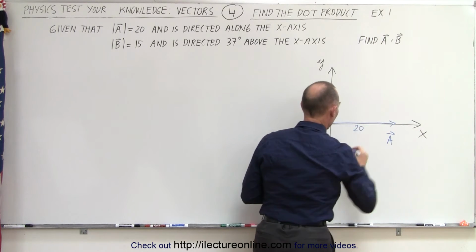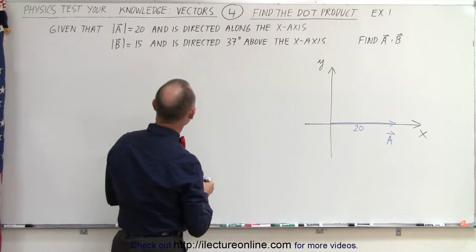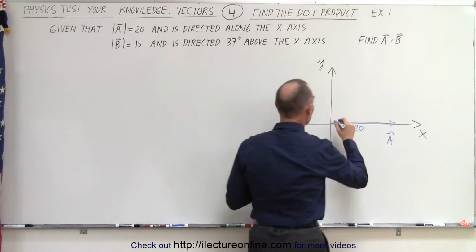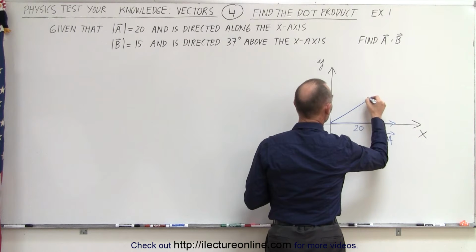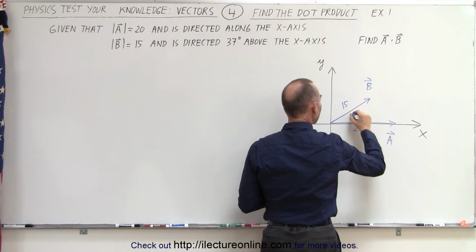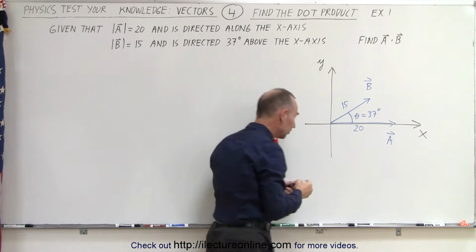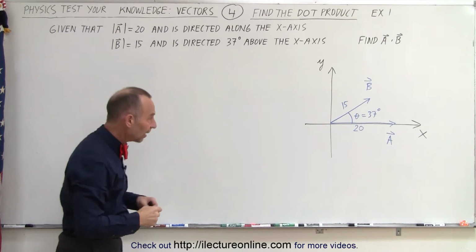And it has a magnitude of 20. And now we have a second vector, vector B. It's a little shorter and is directed at an angle of 37 degrees. So here would be vector B, and it has a magnitude of 15, and the angle theta is equal to 37 degrees. All right, so how do we find the dot product?